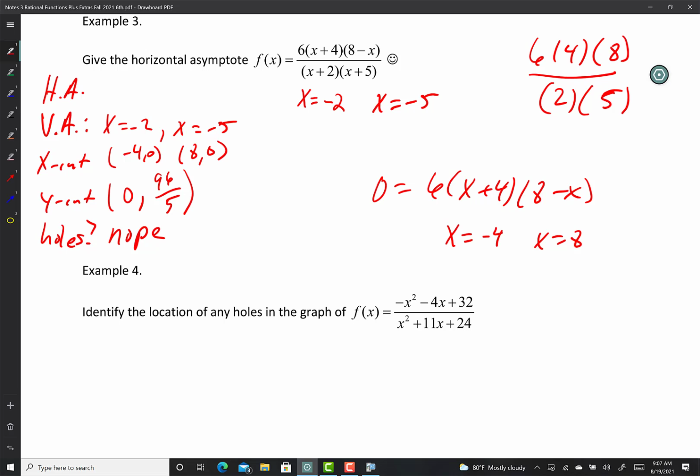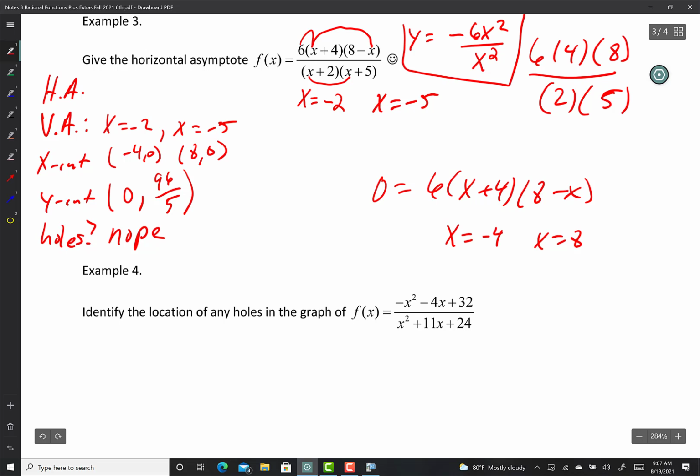And then finally, the last one, horizontal asymptote. So we need to figure out our biggest degree. You do not need to distribute all of it. You can just go 6 times x times -x. What's that? Positive or negative? Negative 6x squared over, what is x times x? All I'm doing is figuring out the biggest degree. You could FOIL both of them out if you want. So my horizontal asymptote is y equals -6.